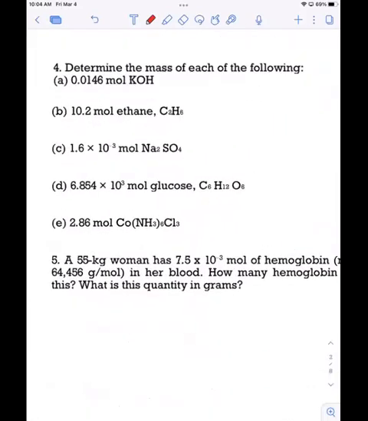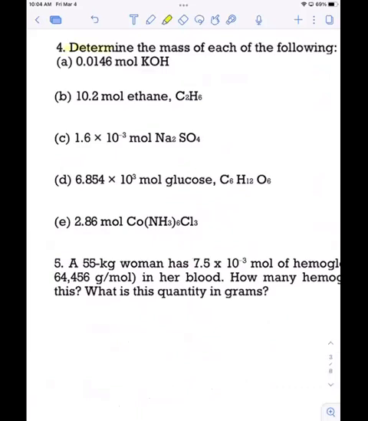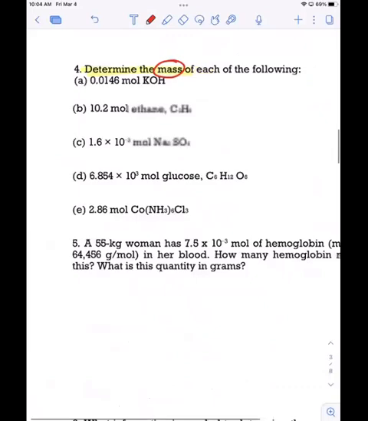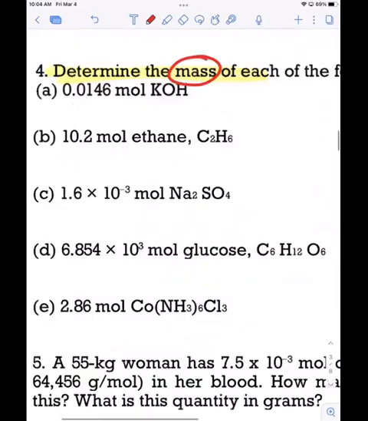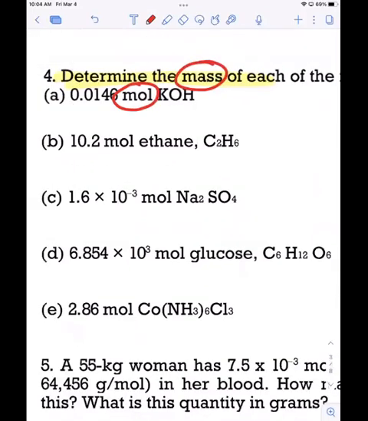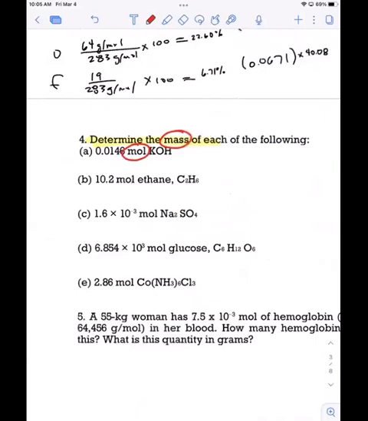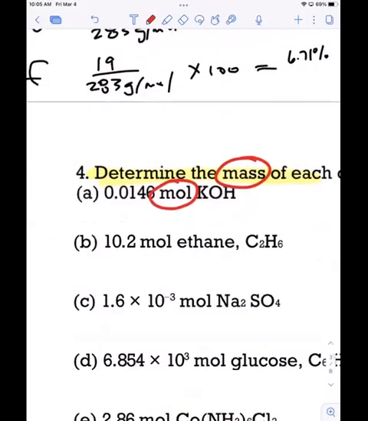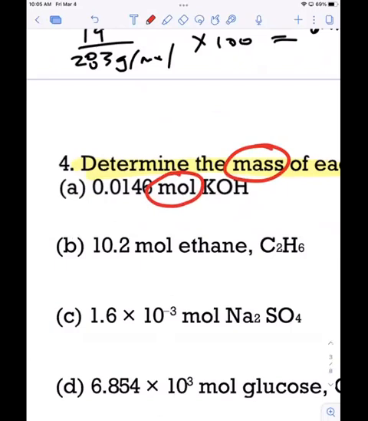Let's go to number 4 right quick. It just says determine the mass. Notice what it's asking for, mass of each of the following. We have moles. How do we interconvert? What's the relationship between mass and moles? Is it grams over mole? Yes, molar mass is grams per mole.